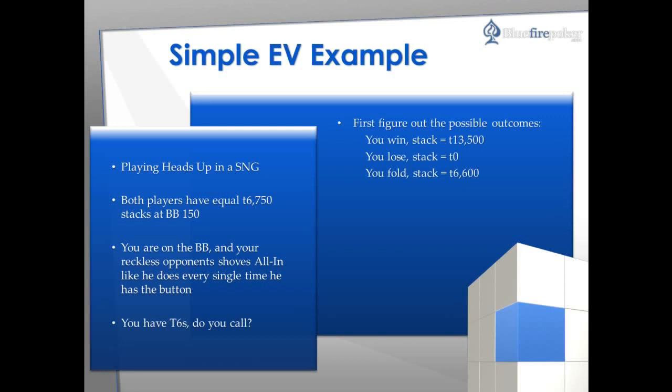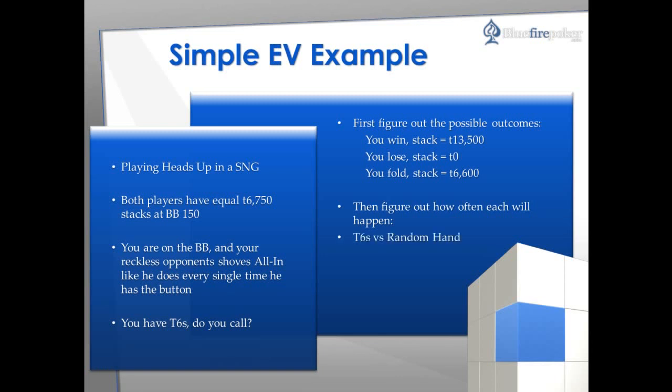Well, first we have to check out what the possible outcomes are. If we win, our stack ends up at 13,500. If we lose, our stack is 0 and we're gone. If we fold, our stack remains at 6,600. Then we need to look at how often each of these things will happen.